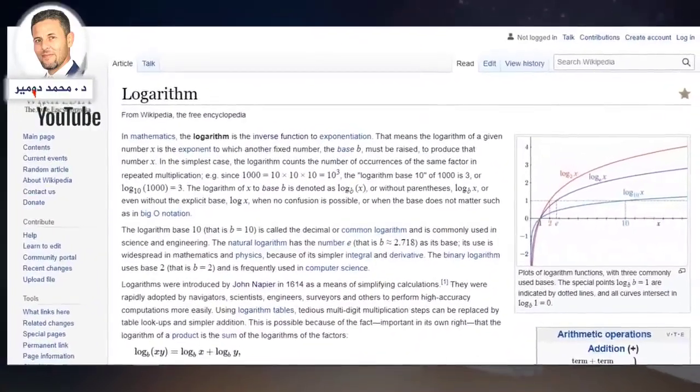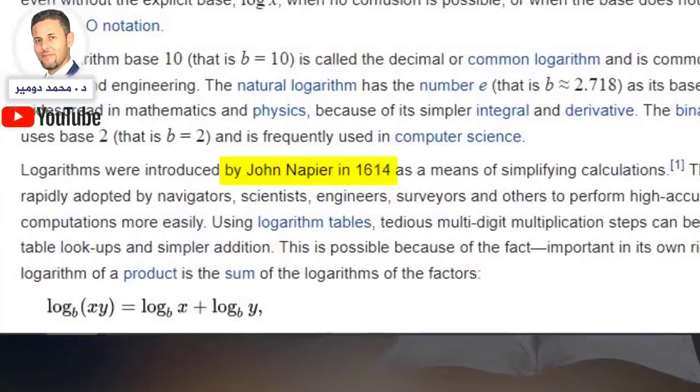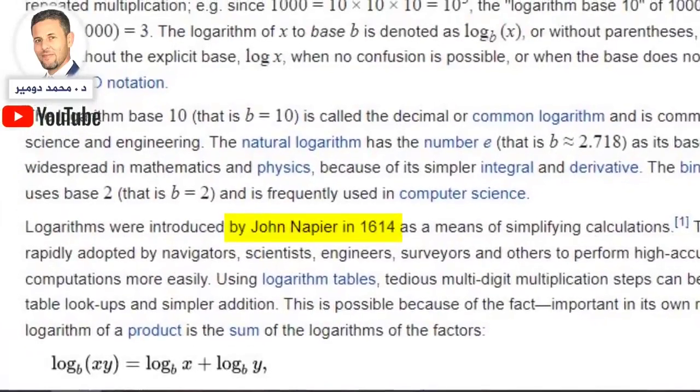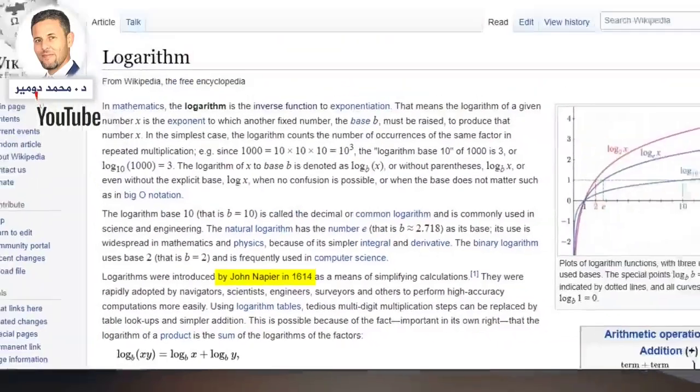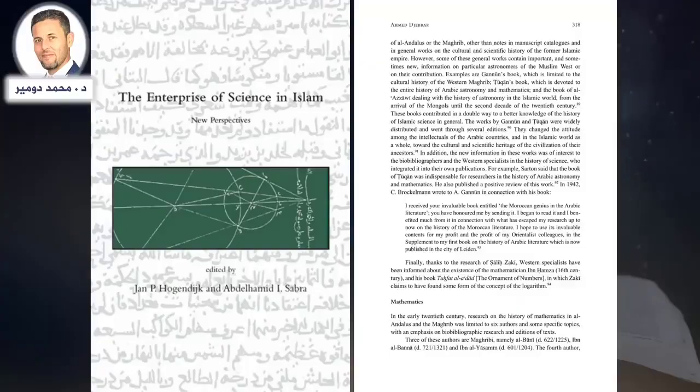If we ask the people of mathematics who was the first to introduce the logarithm, the answer you will get is that the logarithm was introduced by John Napier in 1614. I will show you throughout this video that the logarithm was instead introduced by an Algerian mathematician named Ali ibn Hamza, known also as Ibn Hamza al-Maghribi and also Ibn Hamza al-Jazairi. Let's go over his story together.